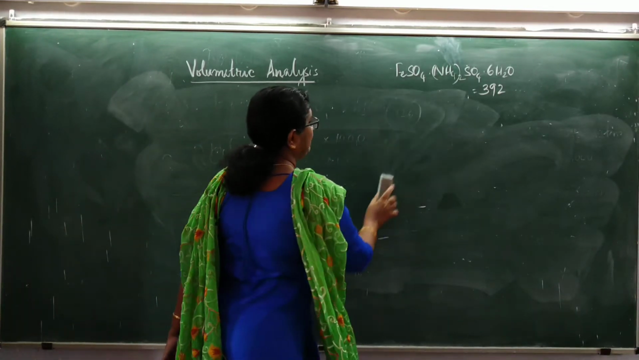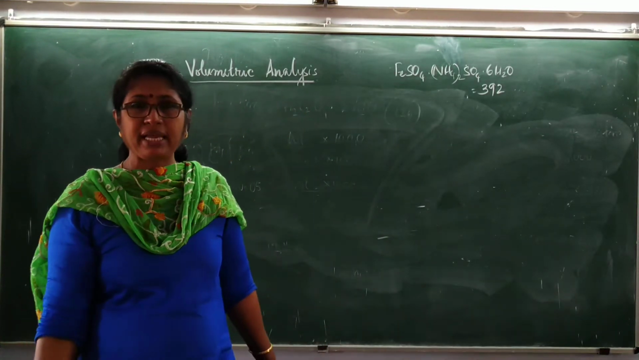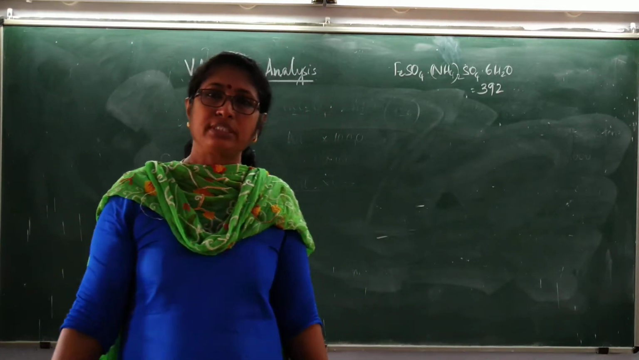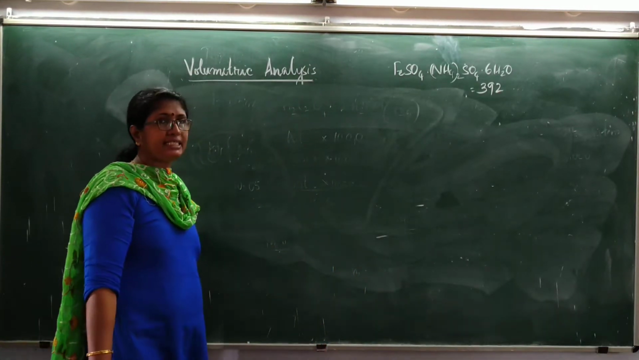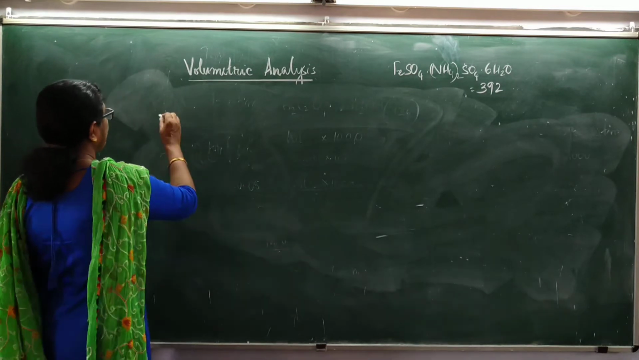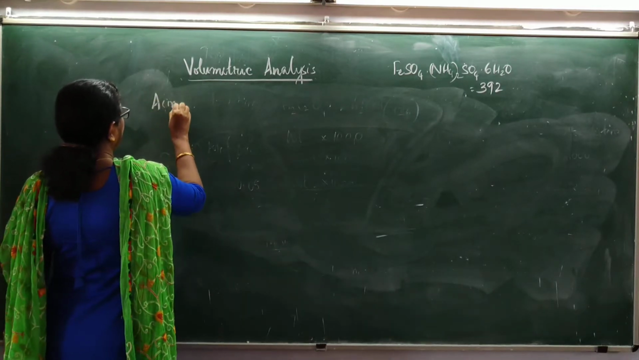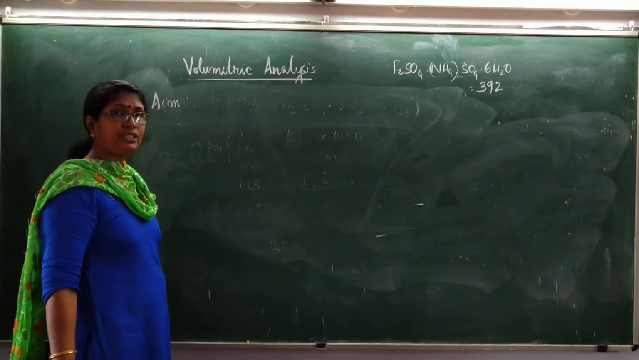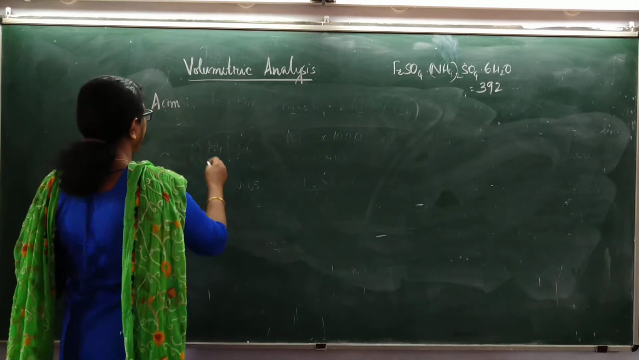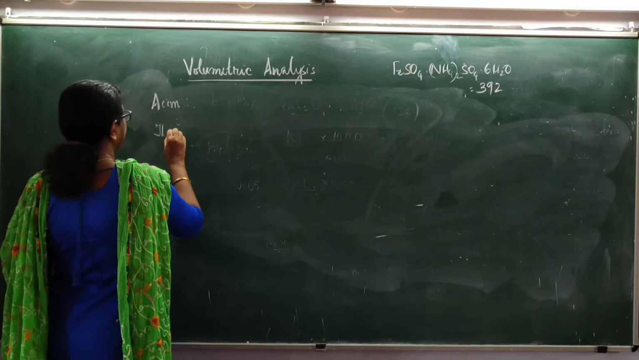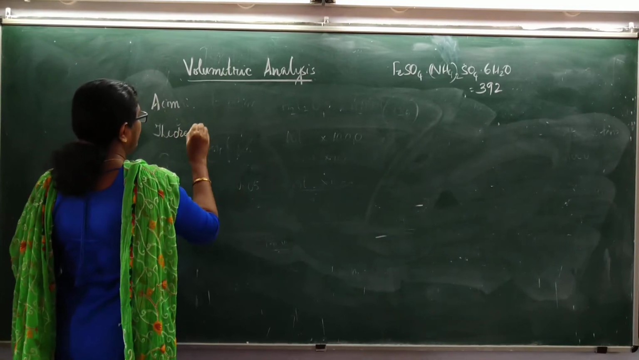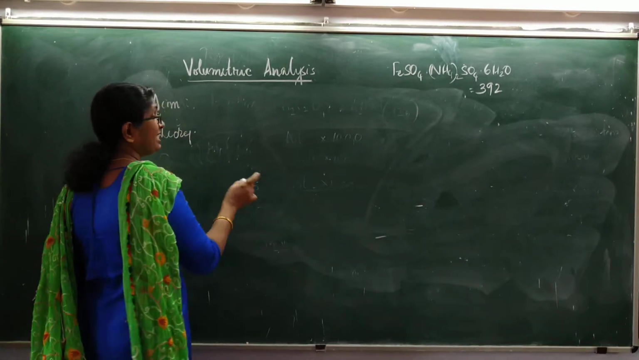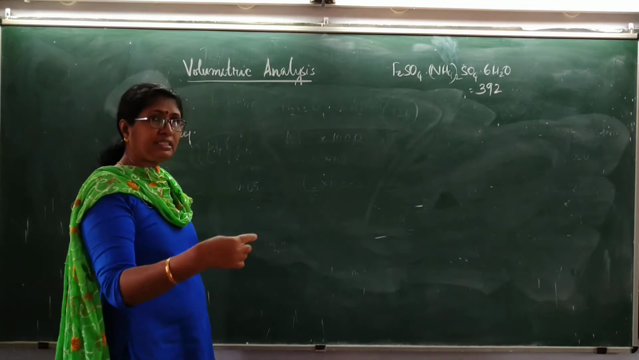Now the next experiment is estimation of potassium permanganate using standard oxalic acid solution. The aim of the experiment is to estimate the given potassium permanganate solution using oxalic acid. And the theory is, what is the theory? First, this is a redox reaction. Whatever is given reacts, right?